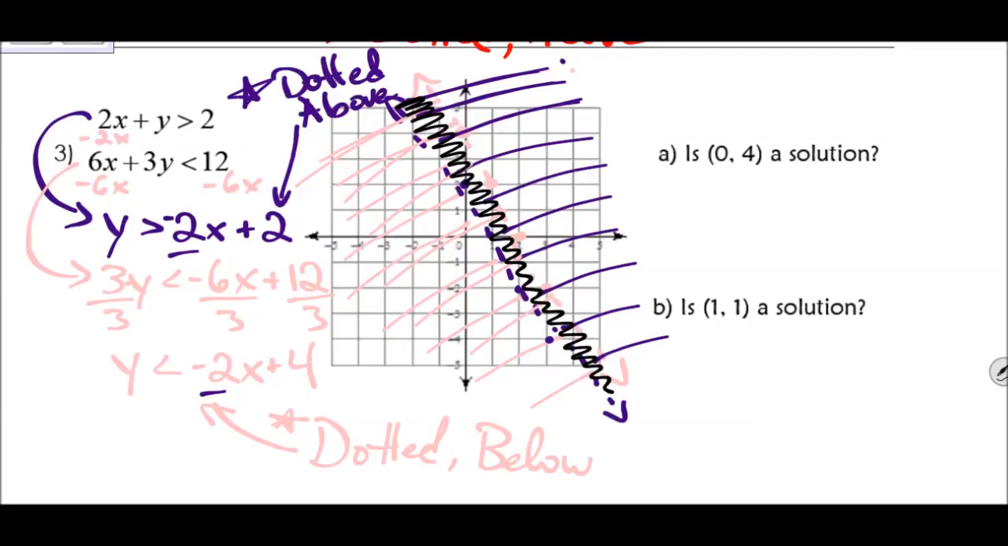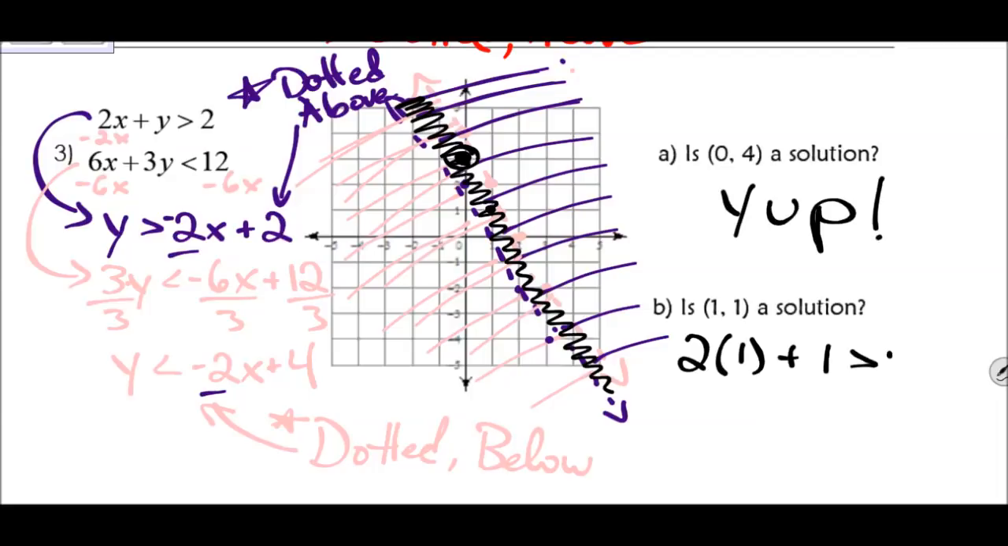Now I just have to decide, are these solutions? So 0, 4, that's right in between those two lines. Yep, that is a solution. 1, 1, that also looks like it's good. I can't actually tell though. I'm going to actually test that in each of these. So 2 times 1 plus 1 is greater than 2. That's true. 2 plus 1 equals 3, and that's greater than 2. So the first inequality works.